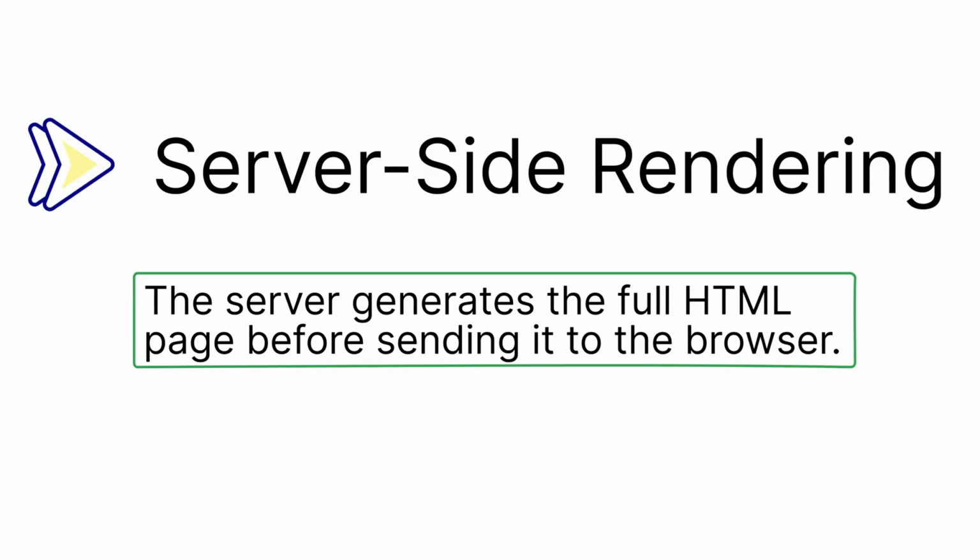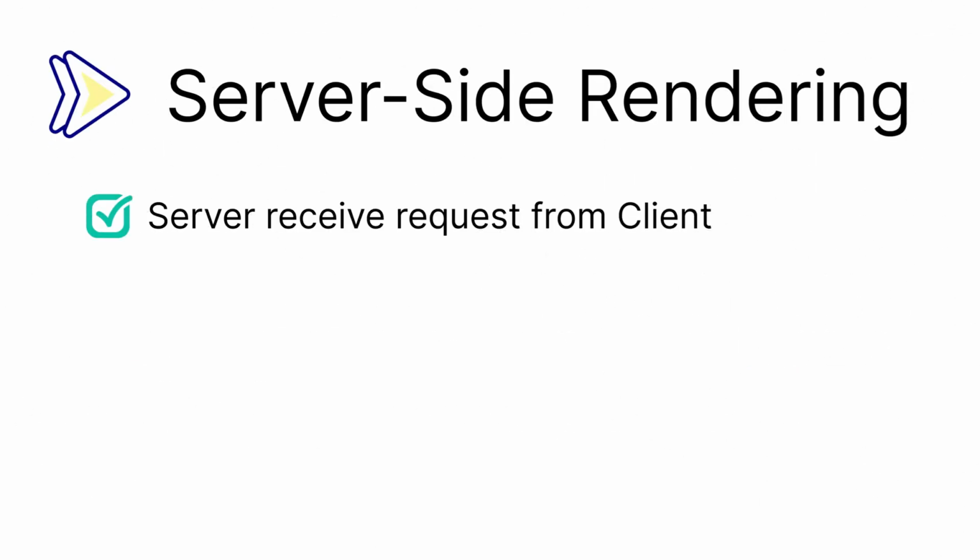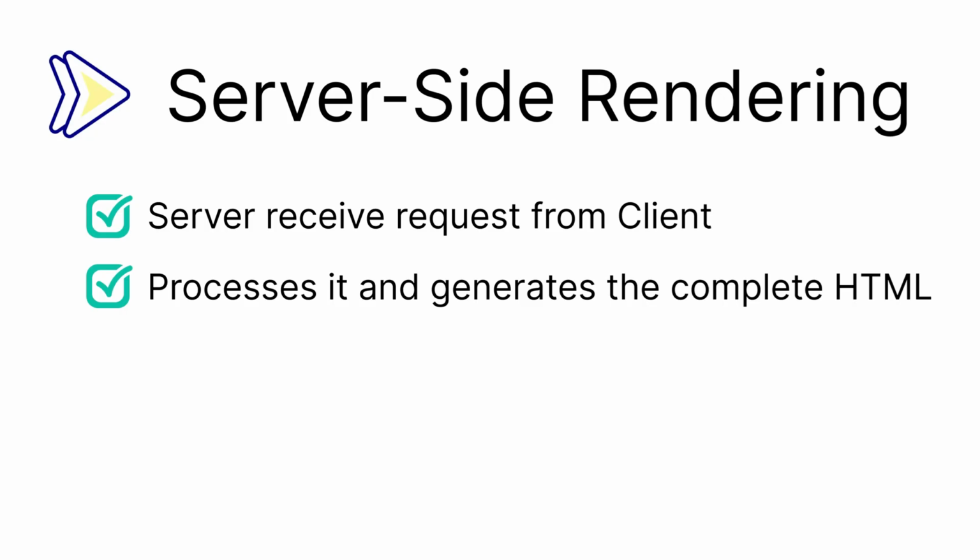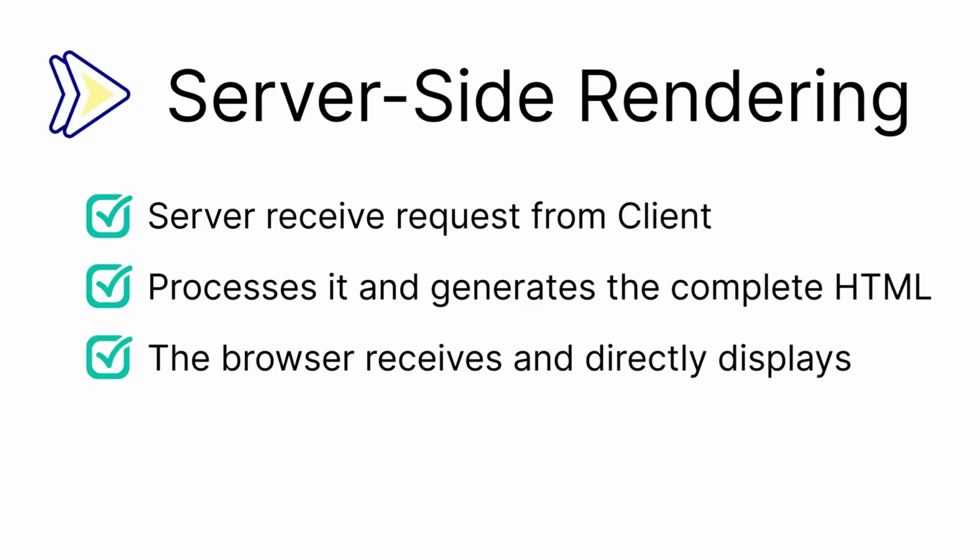In server-side rendering, on the other hand, the server generates the full HTML page before sending it to the browser. In this, first the client sends a request for a page, then the server processes the request and generates the complete HTML. In the end, the browser receives and directly displays the ready-to-use HTML page. Unlike client-side rendering, in this, the page is ready to display as soon as it loads, because it does not need to wait for any JavaScript code to execute and generate the page components.